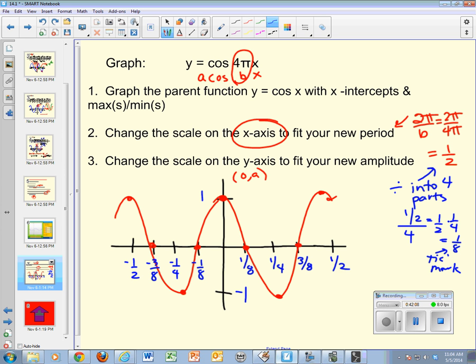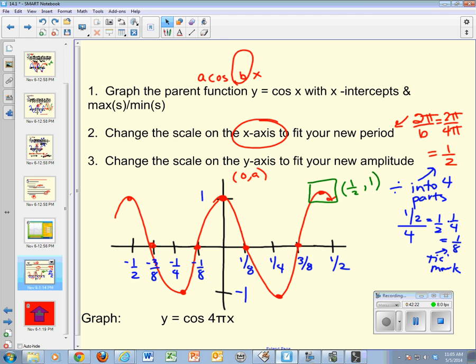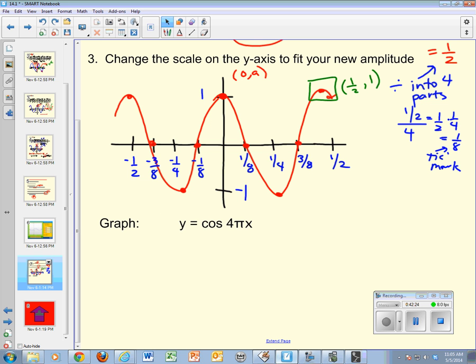How do we check to know that we're right? Here's the question. So let's pick a point anywhere on the graph. I'm going to pick this one right here. It has coordinates 1/2, 1. Okay, we're going to check to see if that works in our equation. So I'm going to put in 1/2 for my x, and I'm going to put in 1 for my y, and we're going to see if it works.